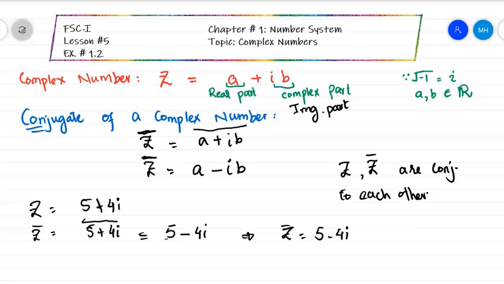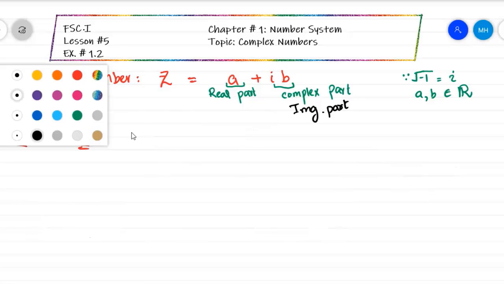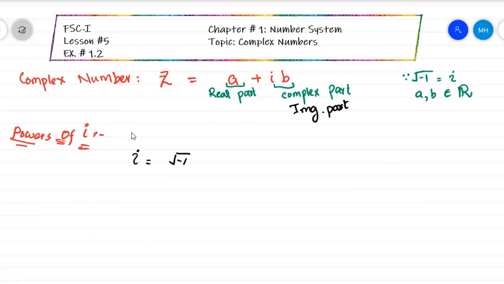It's quite easy for you to solve them. As I have already told you, iota is equal to the square root of minus 1. So now we are going to work on the powers of iota. If I square both sides, what will happen? The square root of negative 1, squared, and the square root and square cancel each other because they are reciprocal operations. So we have negative 1. So we can say iota square equals negative 1, right?